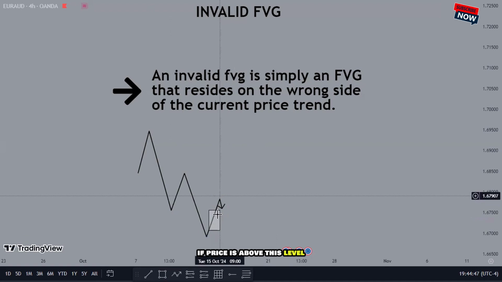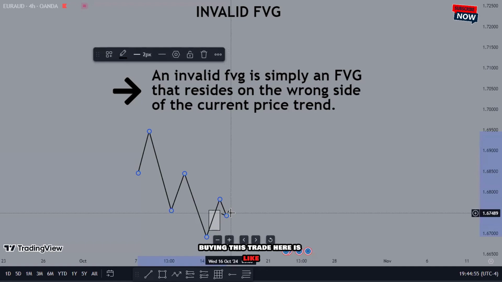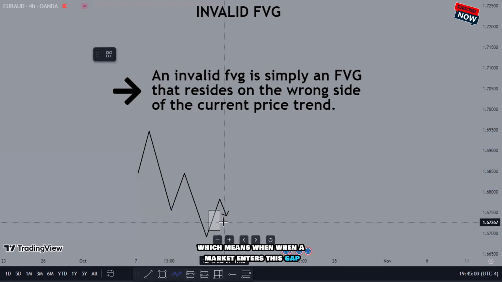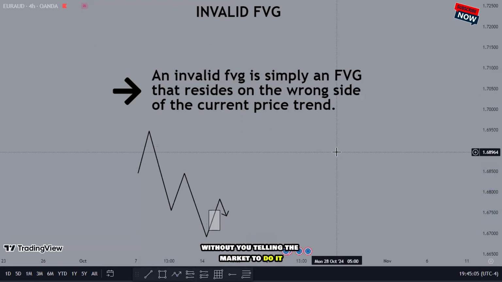If price is above this level and you see a fair value gap there and you're looking to buy this level, buying this trade here is like you trying to force the market to start pushing up from here, which means when the market enters this gap, you expect price to continue up. It could happen, but that's you telling the market to do it, but the market does not care what you say or how you feel about it.